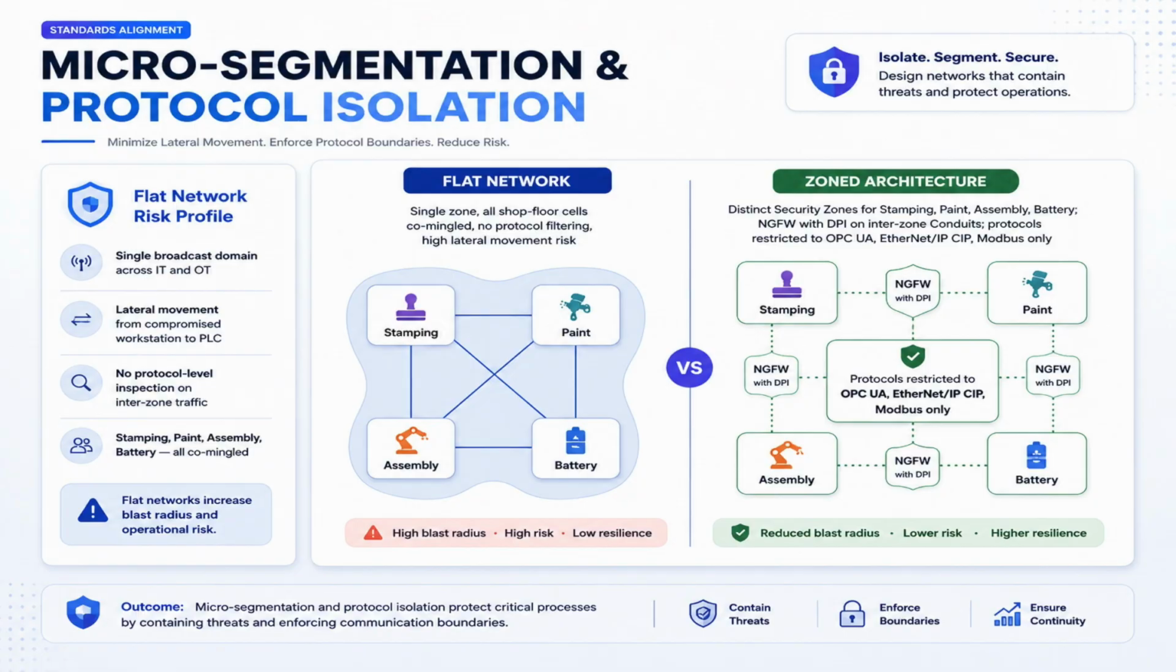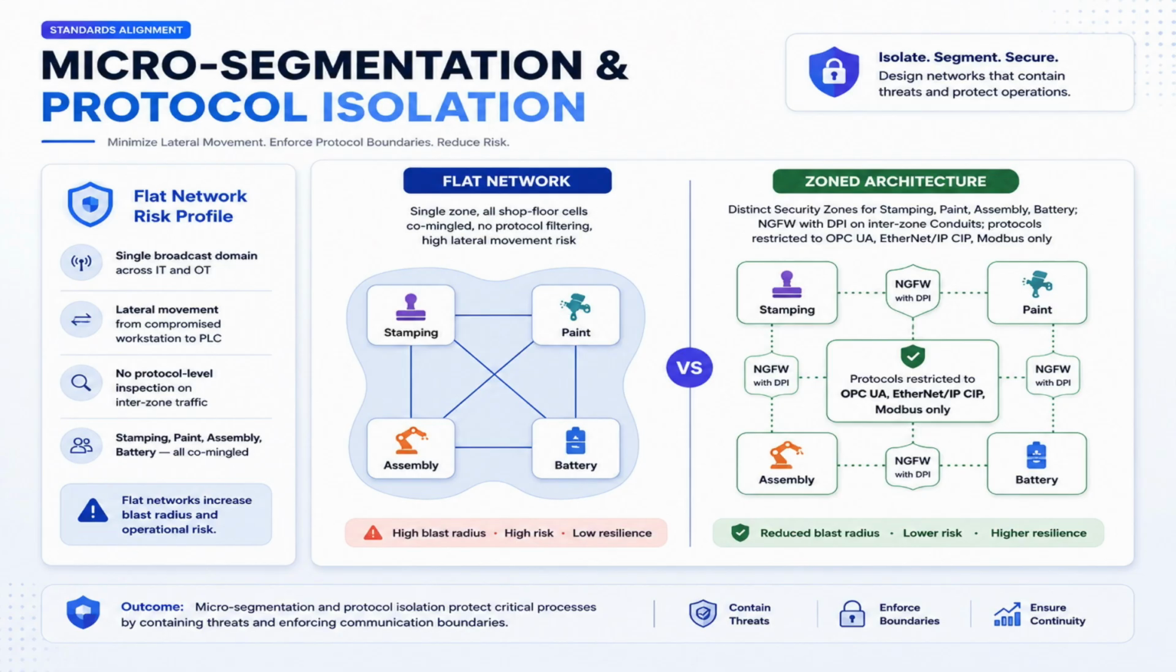Beyond isolating IT from OT, we must also isolate different areas of the plant floor from each other using ISA 62443 zones and conduits. In a flat OT network, if a maintenance laptop with malware plugs into a switch in the stamping area, the malware moves laterally across the network into paint, assembly, and packaging in minutes.